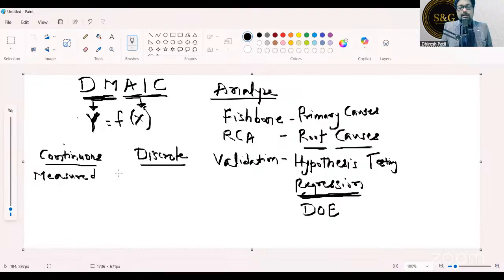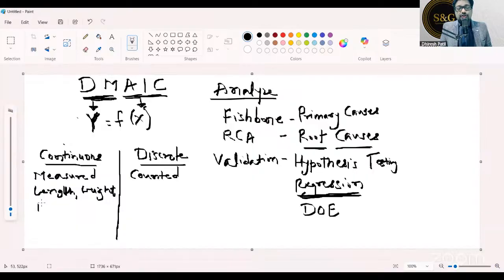I'll give you an example. And the data which can be counted is called discrete data. Let me write here, counted. It's called discrete data. For example, length, weight, temperature, pressure, height, speed. All these are called continuous data, which can be measured.